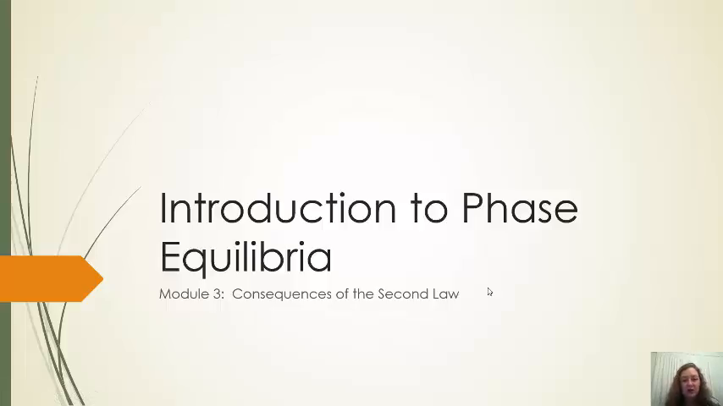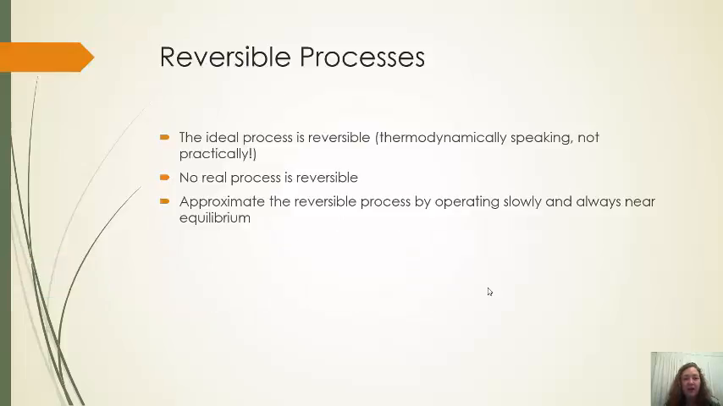Now let's continue with Module 3, Consequences of the Second Law. We're wanting to next look at reversible processes. The ideal process will be reversible. Now, that's ideal thermodynamically speaking. That's not practically what we really want.